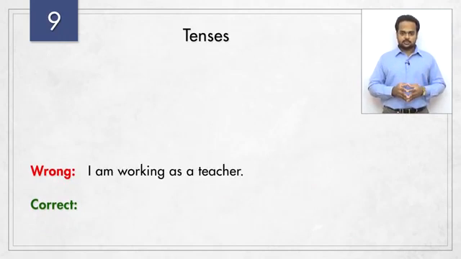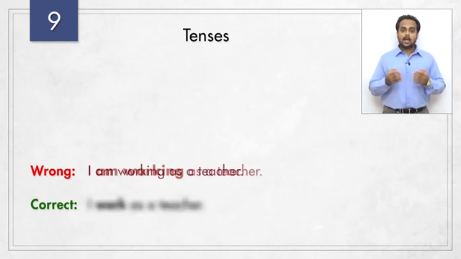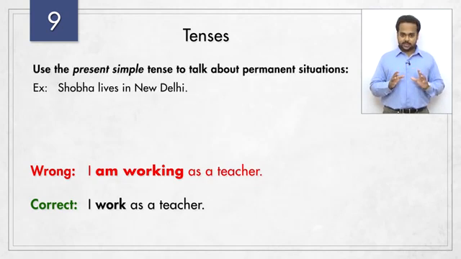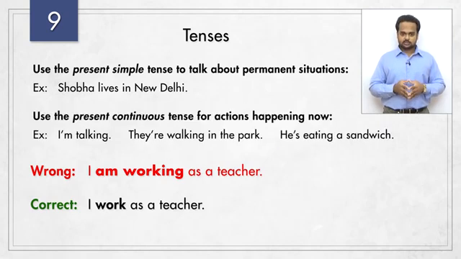Our first sentence is, I am working as a teacher. This is wrong. I work as a teacher is correct. Use the present simple tense to talk about your occupation or other permanent situation. For example, Shobha lives in New Delhi. You only use the present continuous tense, that is an ing form, for actions that are happening right now. I am talking. They are walking in the park. He is eating a sandwich, etc.